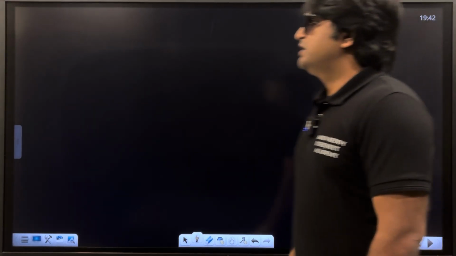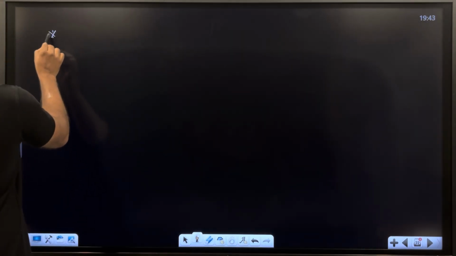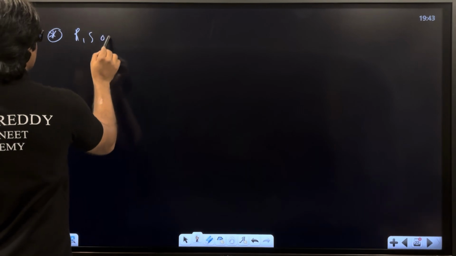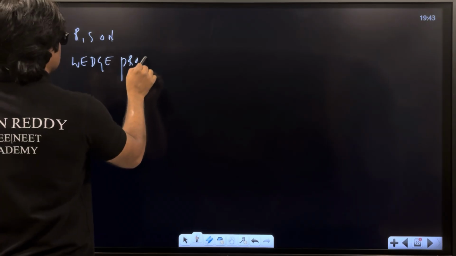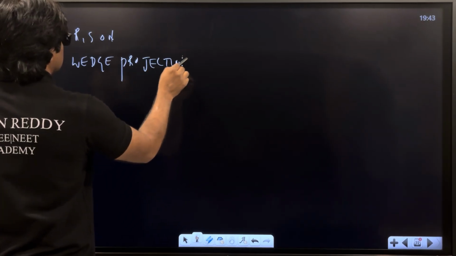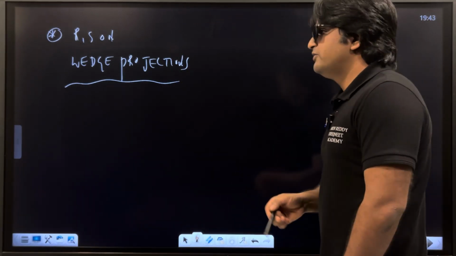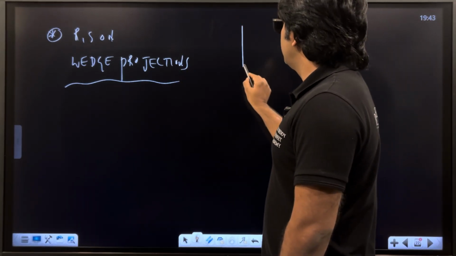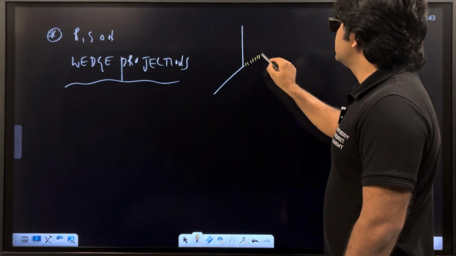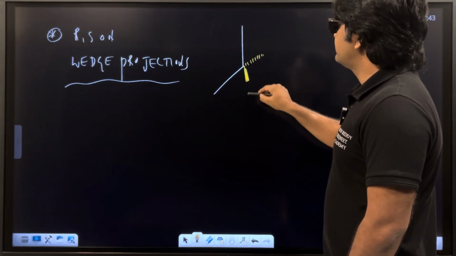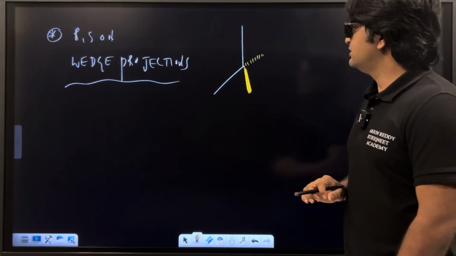Right. Next one, we are giving RS configuration on wedge projections. RS on wedge projections. Okay. So how are we providing RS configuration on wedge projections? First point, here I am going to take it like this. Now here two bonds are in the plane, and one bond is back of the plane and one bond is front of the plane, or above the plane and below the plane. So this is the wedge representation I am taking, right?